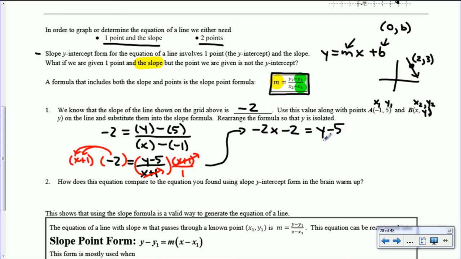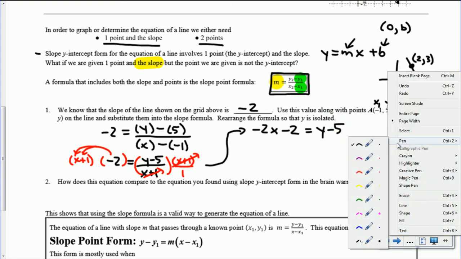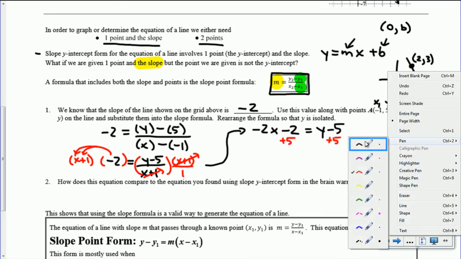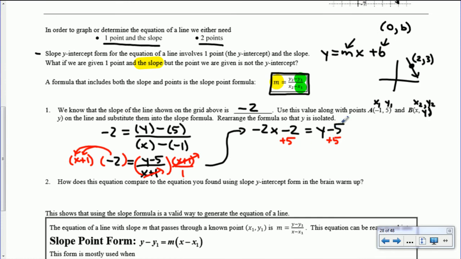And I can get y on its own. I want to rearrange it so that y is isolated. I add 5 to both sides. That gets rid of the 5. -5 plus 5 is 0. And I'll write y on the left. So y is equal to -2x. That stays the same. -2 plus 5 is plus 3. So there we have it.